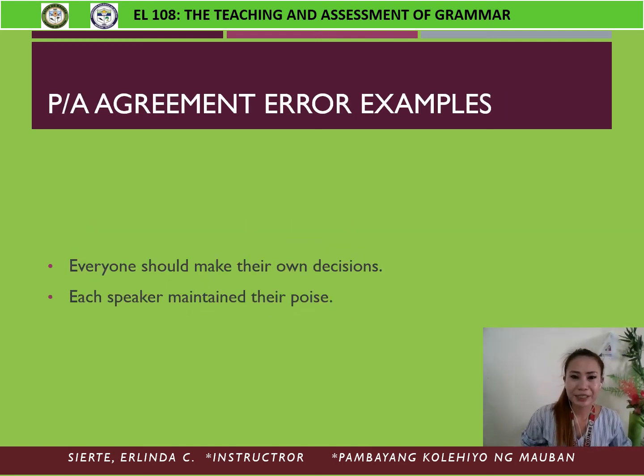So, examples of agreement errors. Everyone should make their own decisions. Next, each speaker maintained their points.